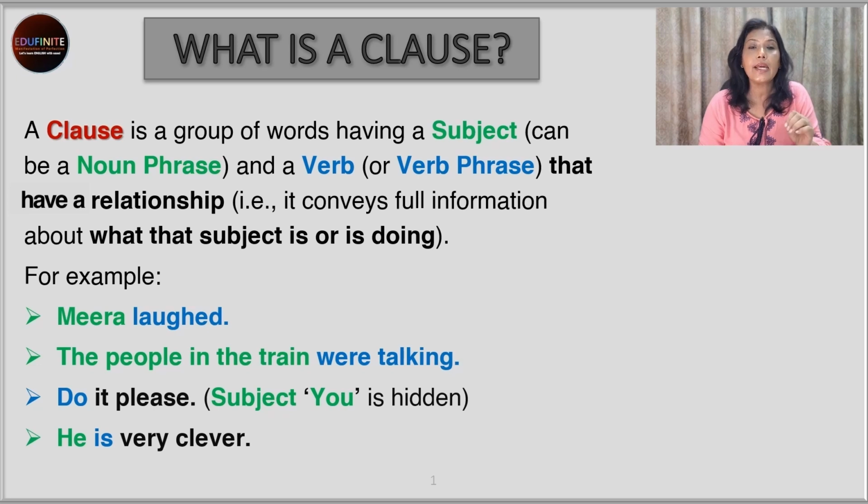The next one. He is very clever. Now over here there is subject he, there is verb is, and there are a few more things beside these two words to give us a complete meaning. So this is also a clause. Now, a clause we've understood till now that it is a group of words. It will have one subject and one verb, and it will give us a complete meaning. So that's the crux, or that's the gist of what is a clause.